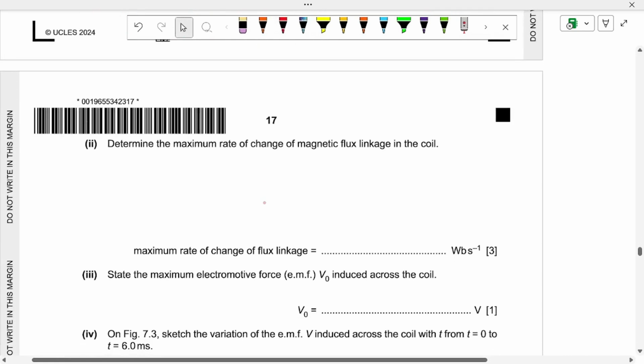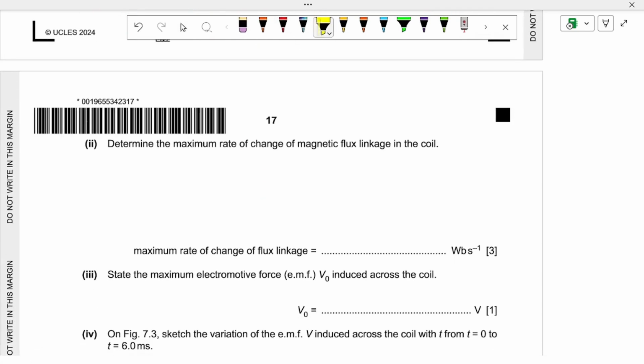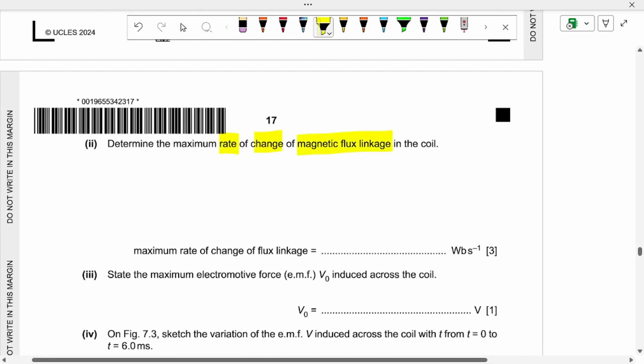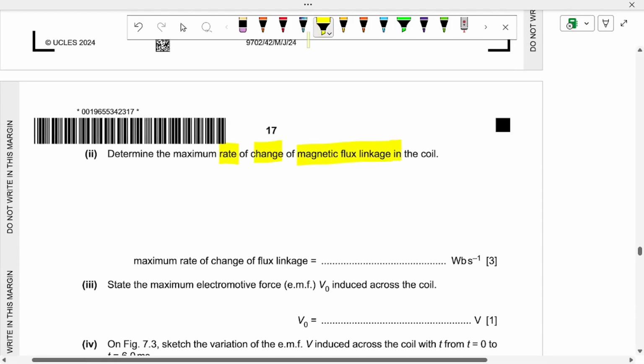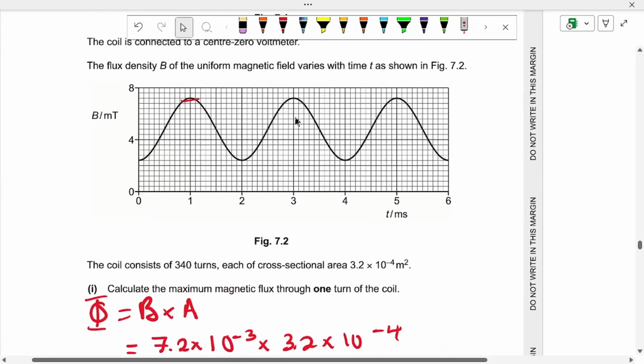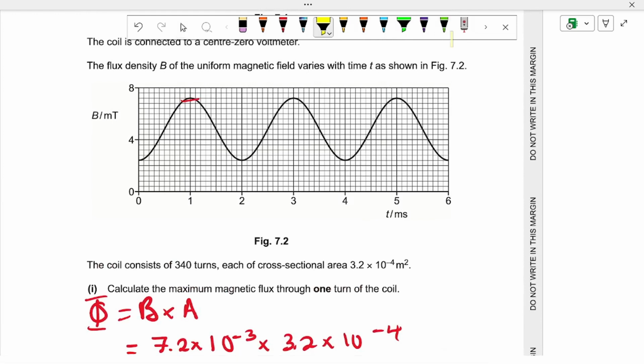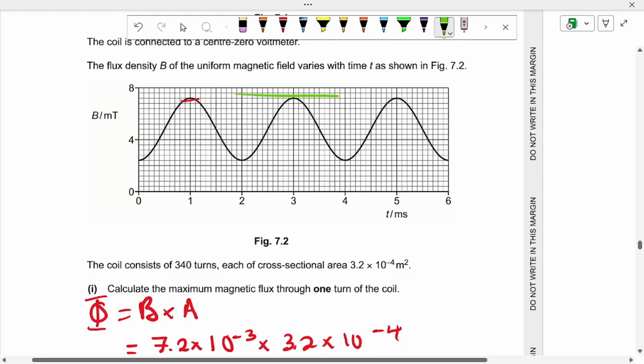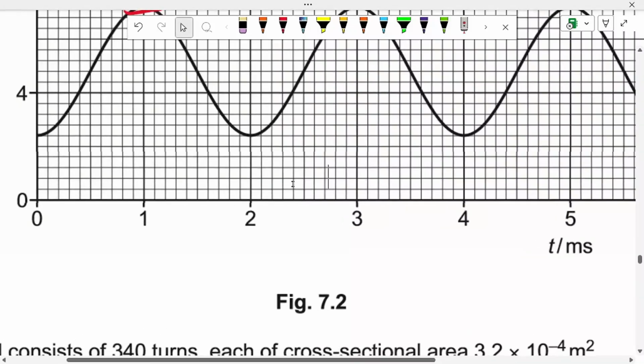Okay. Determine the maximum rate of change of magnetic flux linkage. That's a little bit of a rhyme there, right? So I want to find the rate of change of magnetic flux linkage. If I look at this graph, the rate of change tells me gradient. Where do I get the biggest gradient possible? Just draw tangents, guys. If I draw a tangent here, here and here, where am I going to have the biggest possible gradient? The biggest possible gradient is going to exist right over here, at the turning point. That's where I'm going to have the steepest gradient possible.